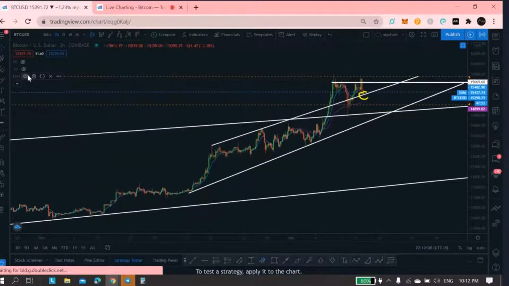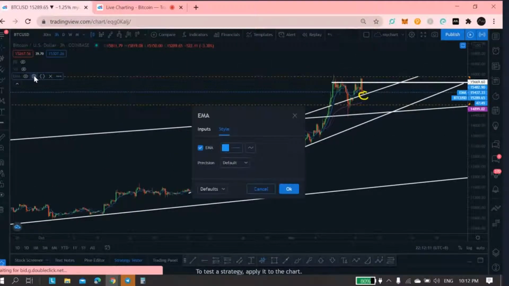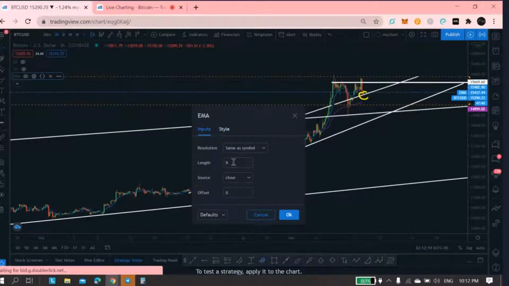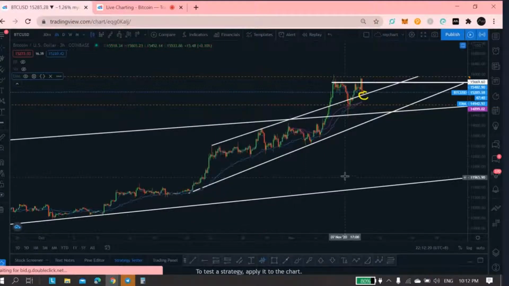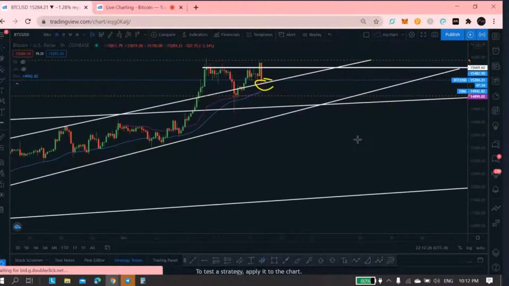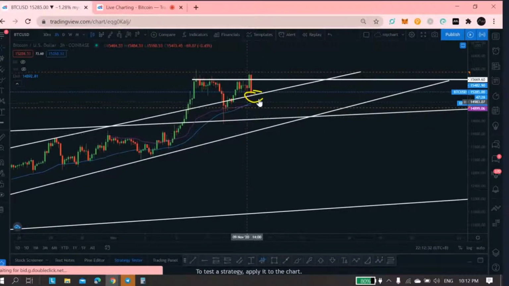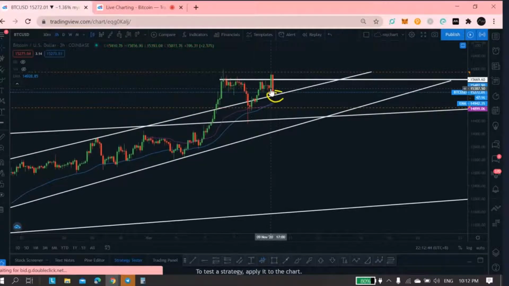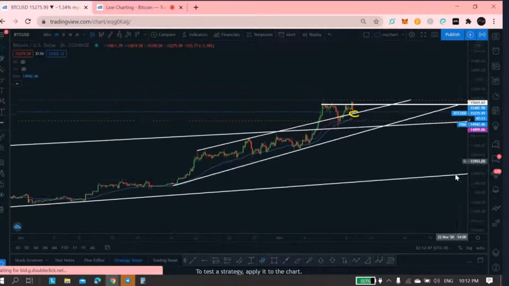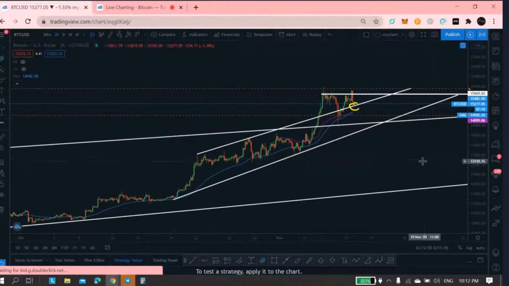So this is the EMA. Let's just change it. I think the default is 9. Let's make it 50. So using this moving average, EMA 50, as long as it's still trading above this EMA, I think bullish is still intact. So I think most of my trades are still on the bullish side. So let's see.